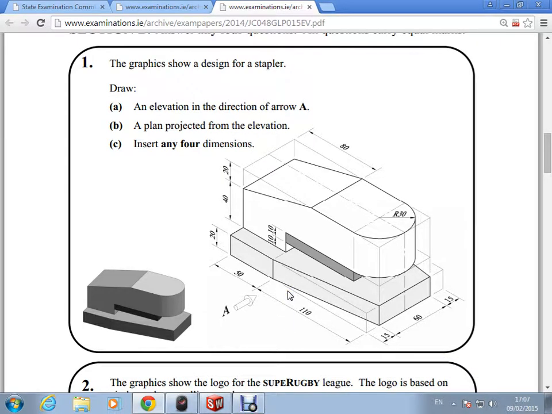The graphic shows the design for a stapler. Draw an elevation in the direction of arrow A, that's from this arrow here at the front. A plan projected from the elevation, that will be looking down on top. And the third part of the question asks us to insert any 4 dimensions.